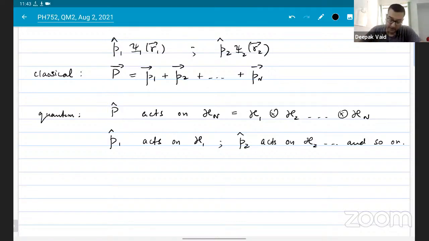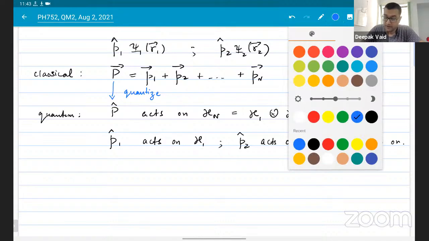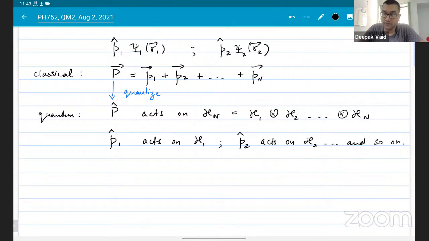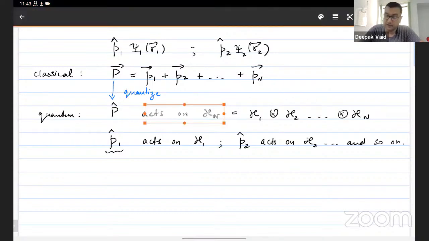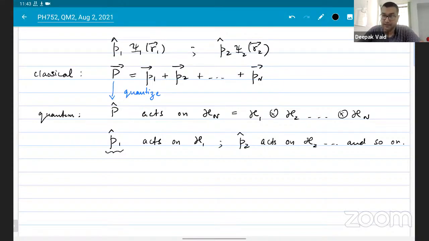But in some sense, this P should come from taking the classical P, right? You have the classical P, and when you quantize this classical P, you should get the quantum P. So how do you write down an operator corresponding to, let's say, P1, which acts only on H1, but is actually an operator acting on the n particle Hilbert space?